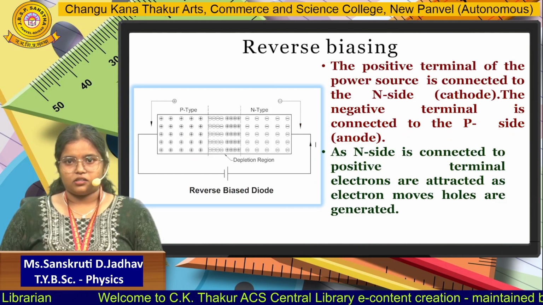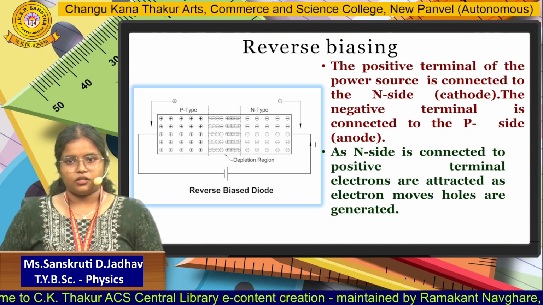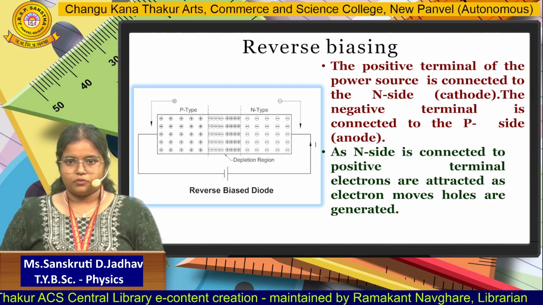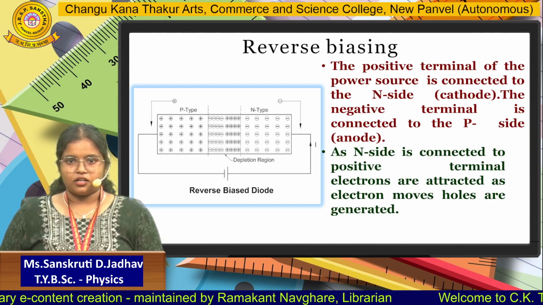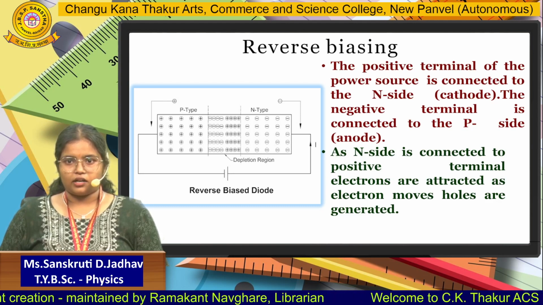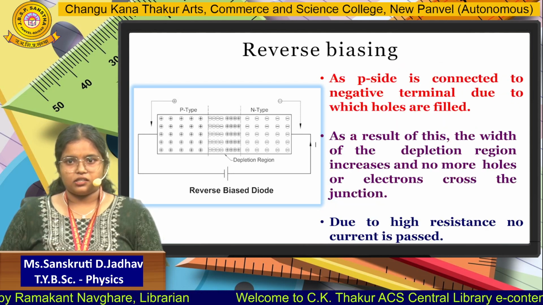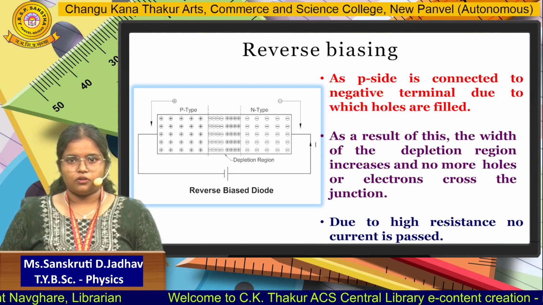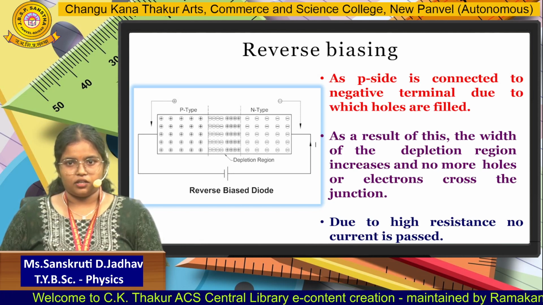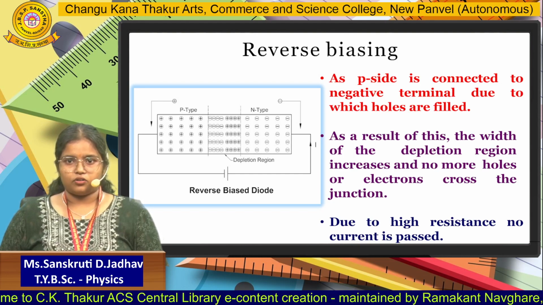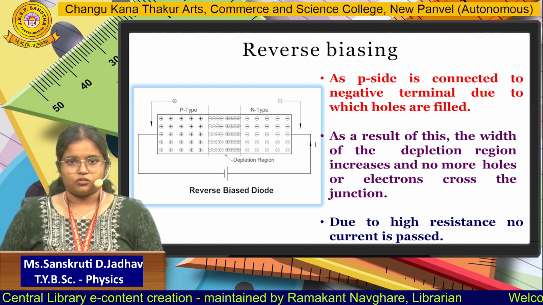Now, what is reverse biasing? The positive terminal of the power supply is connected to the N side, the negative terminal is connected to the P side, and as the N side is connected to the positive terminal, electrons are attracted. As electrons move, holes are generated. As the P side is connected to the negative terminal, holes are filled. As a result of this, the width of the depletion layer increases and no more holes or electrons cross the junction, due to which the resistance is high and no current can pass through.